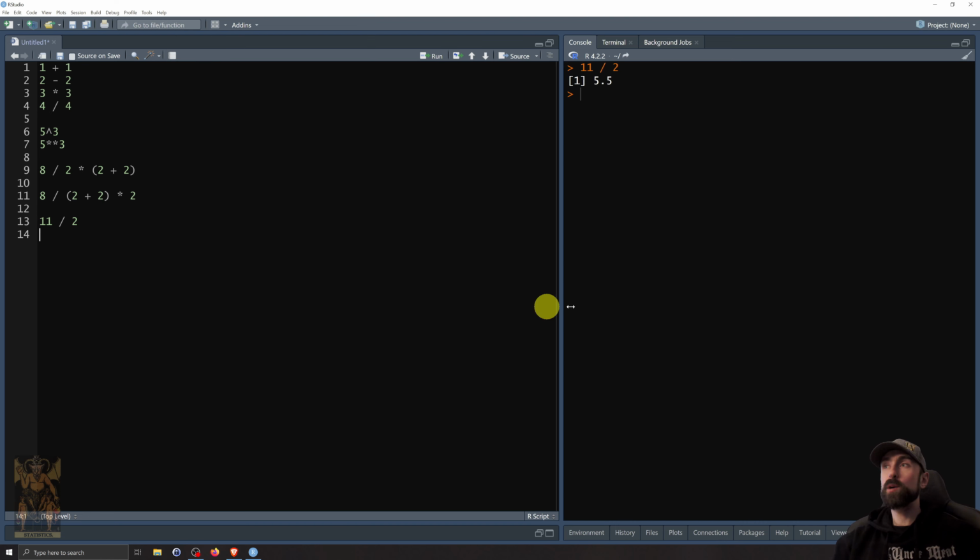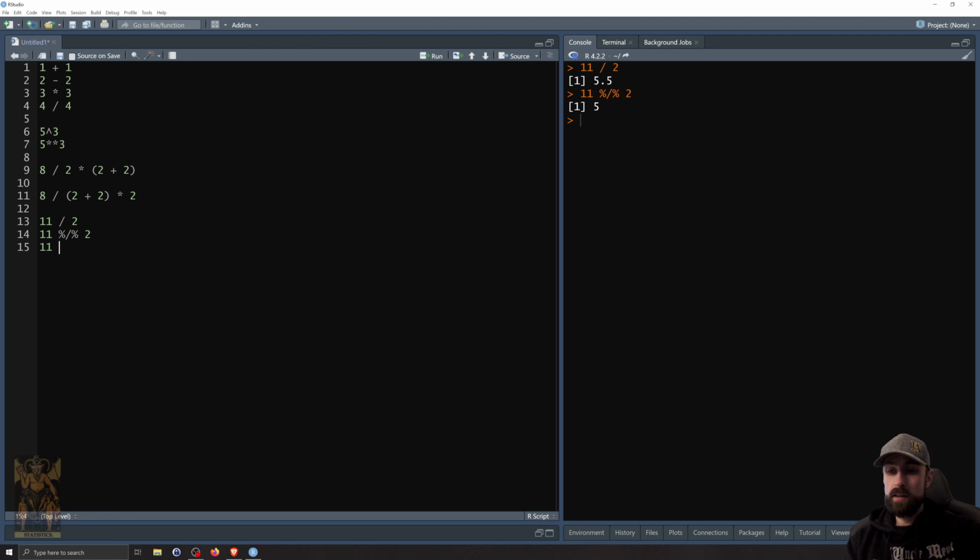And R can do that pretty easily. So to obtain the quotient, what you do is you would say 11, and then you would say percent, percent, and in between the 2 percent signs, you just put a forward slash, and then you would put 2. So if you run this, you can see you get 5. So that's the quotient, and to get the remainder, basically you type the exact same thing.